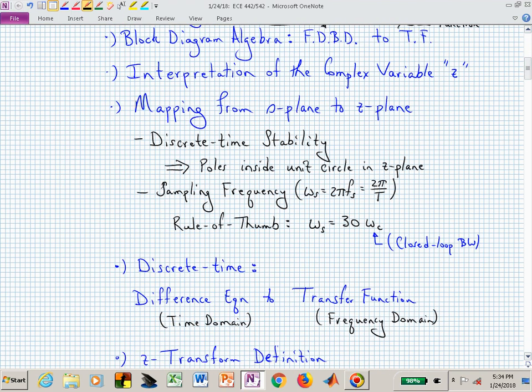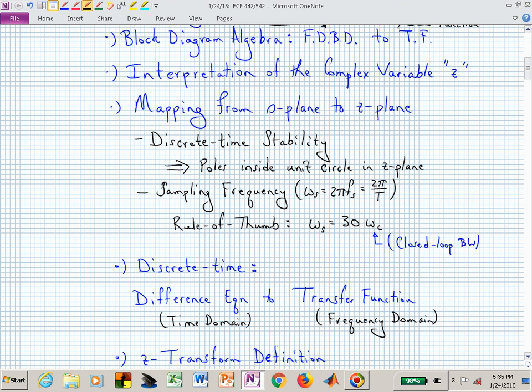I think you already know about discrete time stability. We've talked about that enough, but that will become clear from the mapping. We also have this sampling frequency, and that's related to the fastest set of dynamics in our system. What is the fastest, or what is our closed loop bandwidth? That's what I'm calling omega sub c. This rule of thumb says sample 30 times that in terms of radians per second.